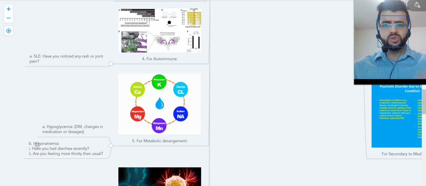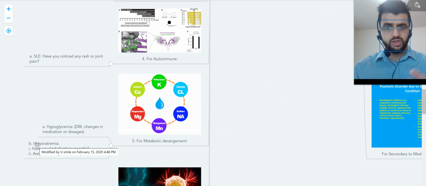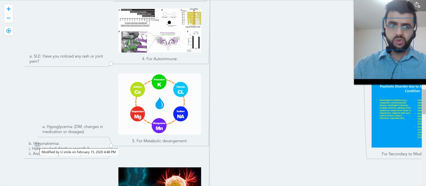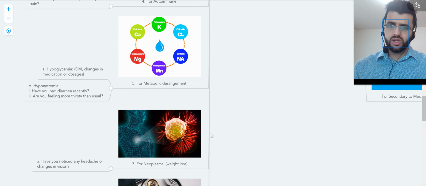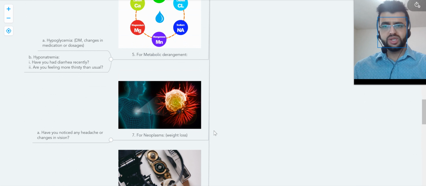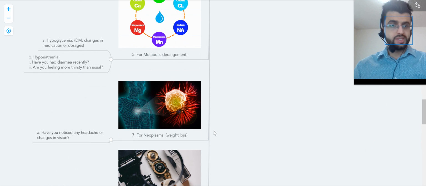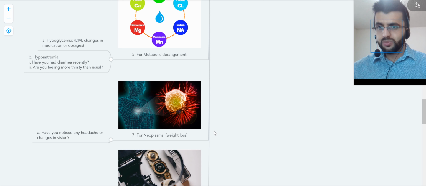For autoimmune disease, we ask about any rash, any joint pain, just to screen for SLE, systemic lupus erythematosus. For metabolic derangement, it could be hypoglycemia, which could cause seizure. So we ask, have you had any changes in your medications? If they have diabetes, you ask them, how often do you take your blood sugar? Did you have any snacks? Do you have hypoglycemic episodes frequently?